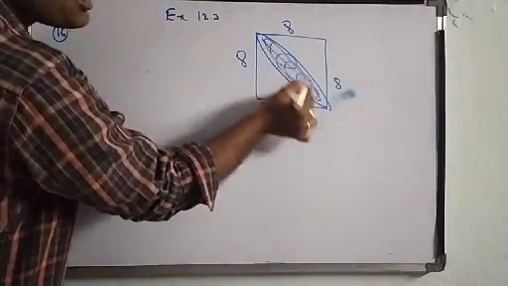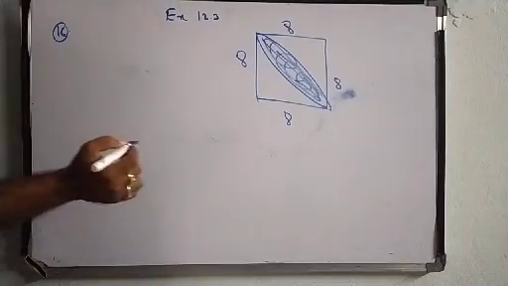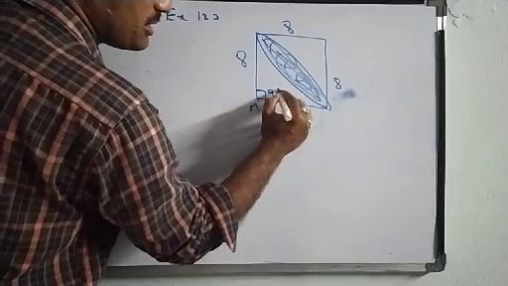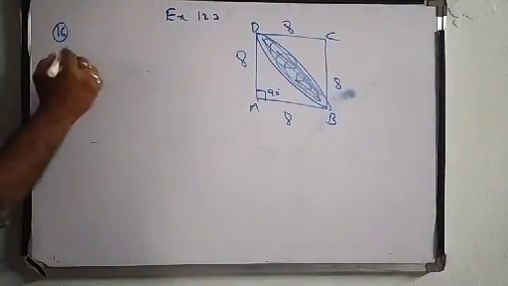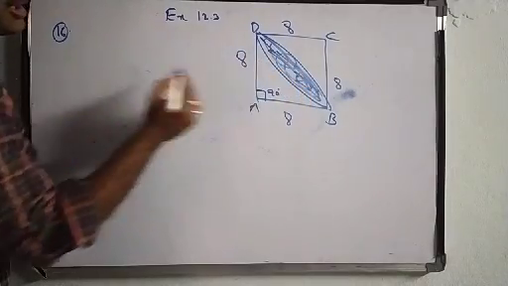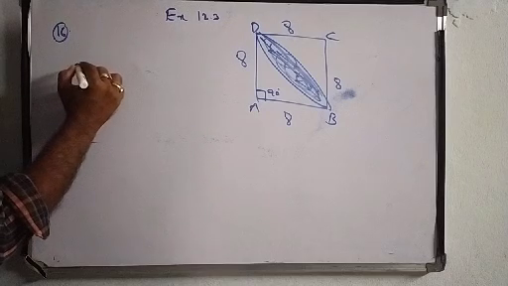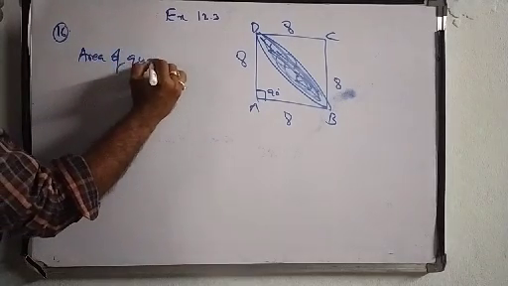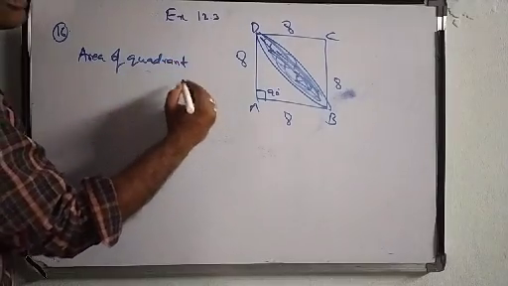So while finding this total design area, now he has not given any name. Let us keep some name here. Here it is 90 degrees. So ABCD is the name. Now for finding this area of the shaded region, we have two things here. First, we have to find out area of quadrant ADB.